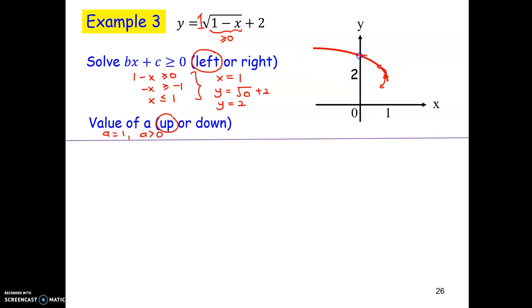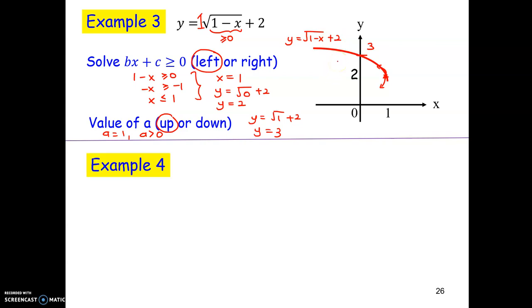So I need to check what is this y-intercept. So substitute x equal to 0, so we got y equal to the square root of 1 plus 2, which gives us y equal to 3. So this is when y equal to 3, and the equation is y equal to the square root of 1 minus x plus 2.